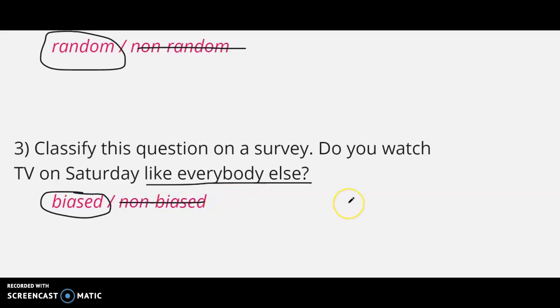Probably what would make it non-biased is if it just said, do you watch TV on Saturday? And if they just ignored that little phrase, that would make it non-biased.